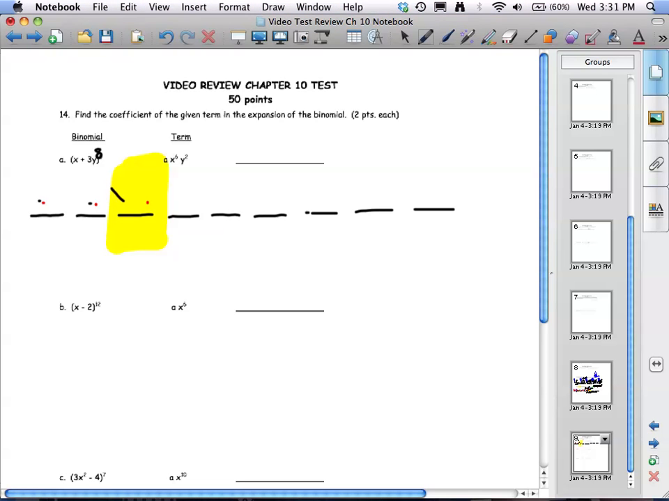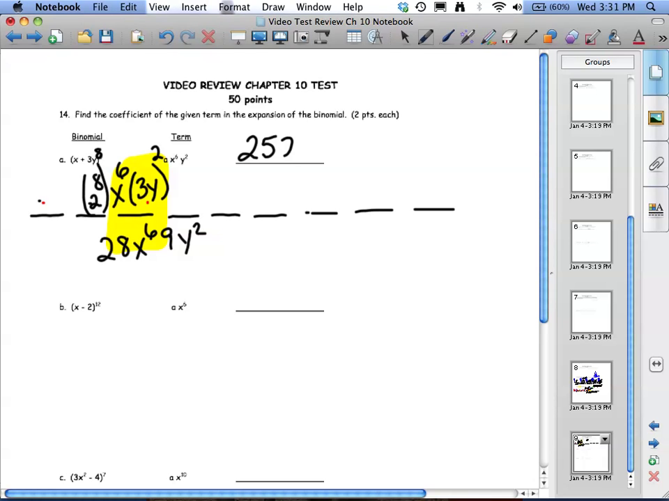So I'm going to have x raised to a power, I'm going to have 3y raised to a power, and I'm going to have 8 choose 2. Starts with 8 choose 0, 8 choose 1, 8 choose 2, x to the 6th, 3y squared. Then you just multiply that out. 8 choose 2 is 28. x to the 6th times 9y squared. And if you multiply that all out, 252 x to the 6th y squared.